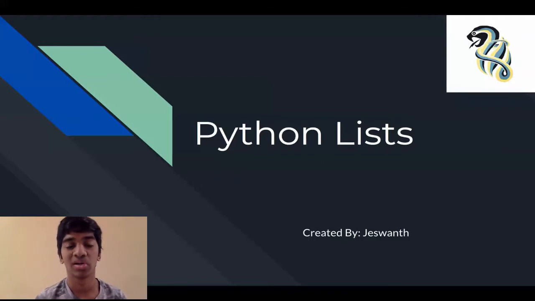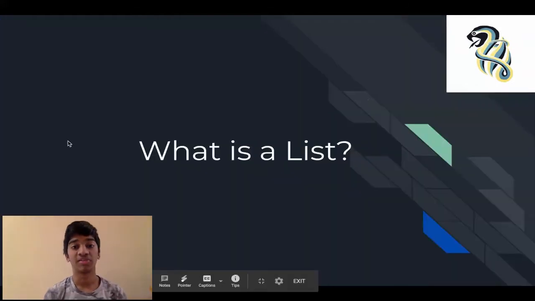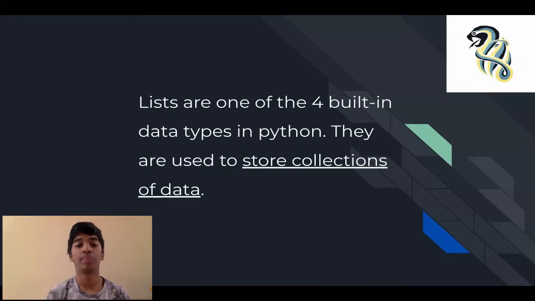The topic that we're going to be going over today are Python lists. Alright, so what is a list? Lists are one of the 4 built-in data types in Python. Data types are used to store collections of data, and lists are one of those data types, so therefore lists are used to store collections of data.